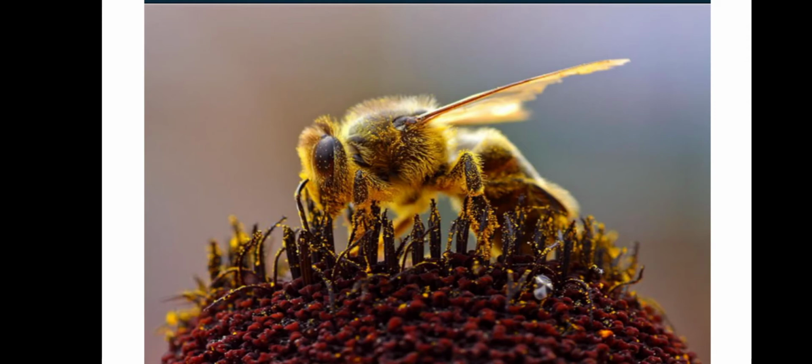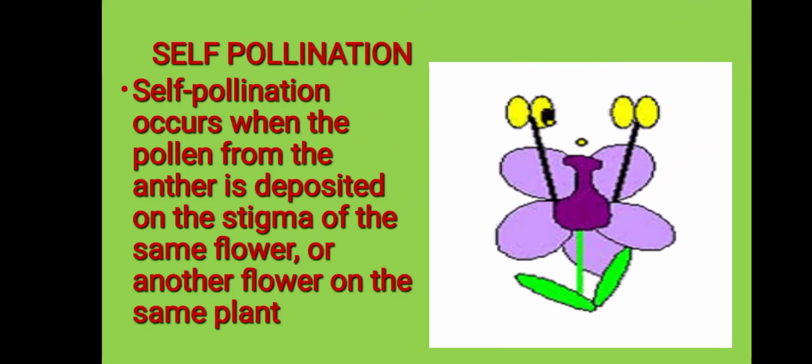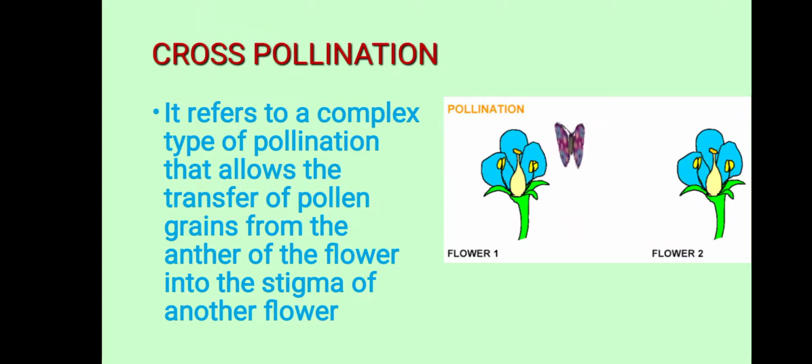Good morning, class. In the previous lesson, we were learning about pollination and types of pollination. We have learned about self-pollination. It occurs when the pollen from the anther is deposited on the stigma of the same flower or another flower on the same plant. We have also learned about cross-pollination.